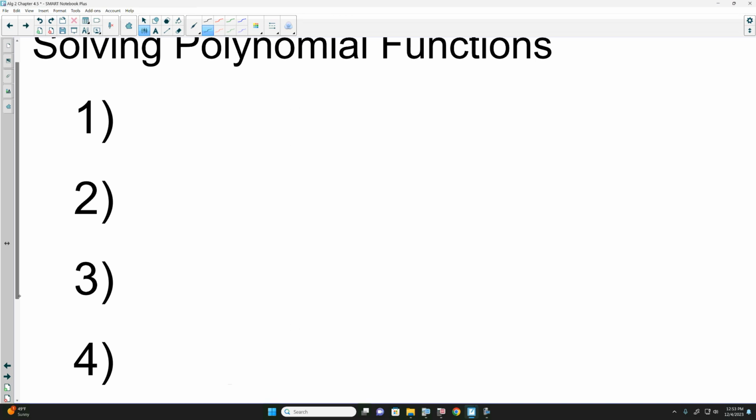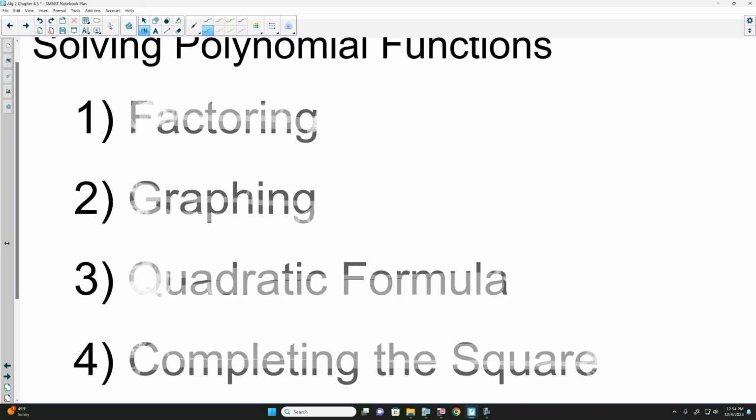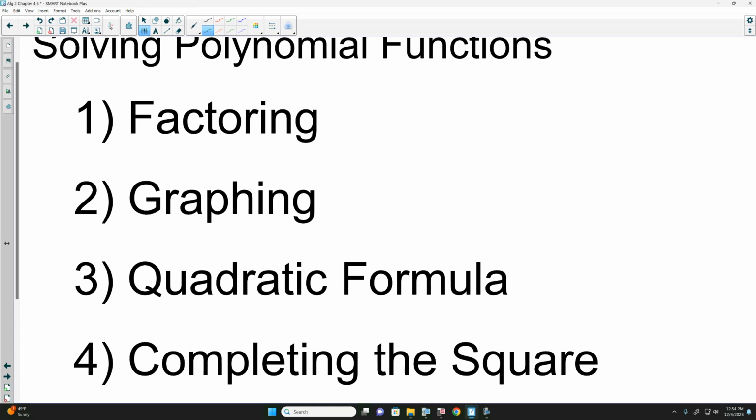Now, 4.5 is the start of solving. 4.5 and 4.6 are solving these higher degree polynomial functions. Up to this point, we've had 4 ways to solve polynomial functions, mainly revolving around quadratics. The first one is factoring. We went over factoring quadratics in chapter 3, having multiple sets of parentheses. And if we have 2 or more things multiplied together to equal 0, one of them must be 0.